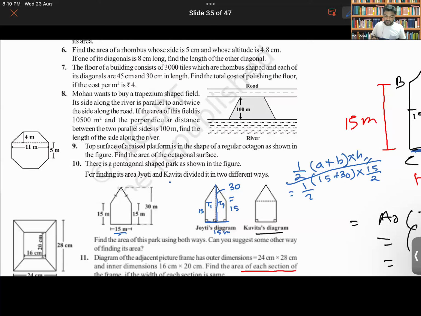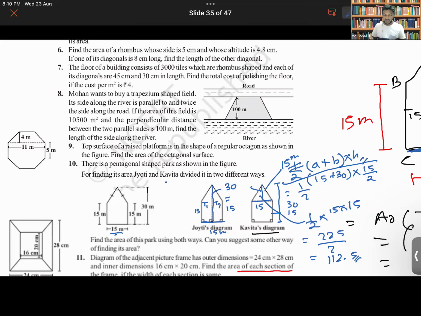The second one, here what are we getting here? The full length is 30 meter. This much is 15 meter. So this much length will also be 15 meter, no? 30 minus 15, right. Now you have got the height, and the base is how much? Base is also 15 now. So it's half into 15 simply. 225 upon 2, 112.5.